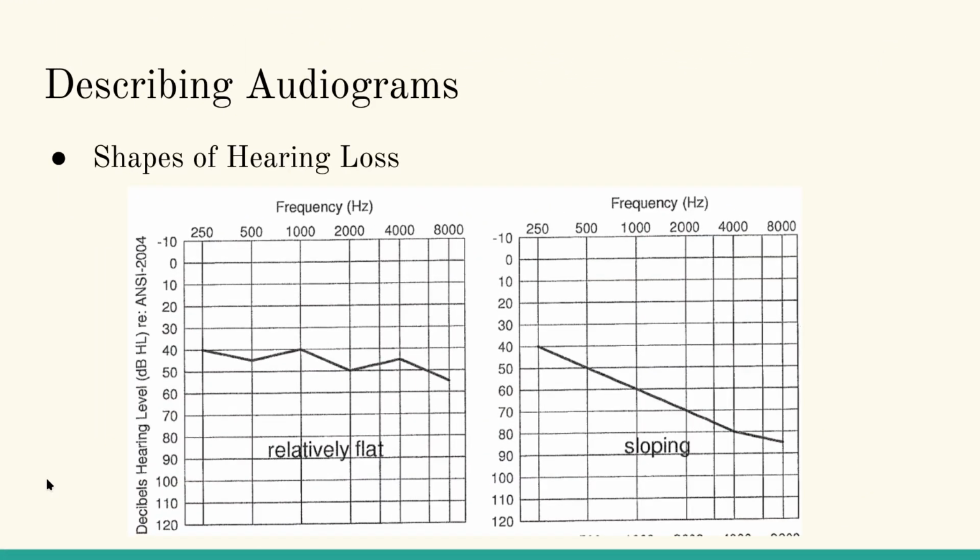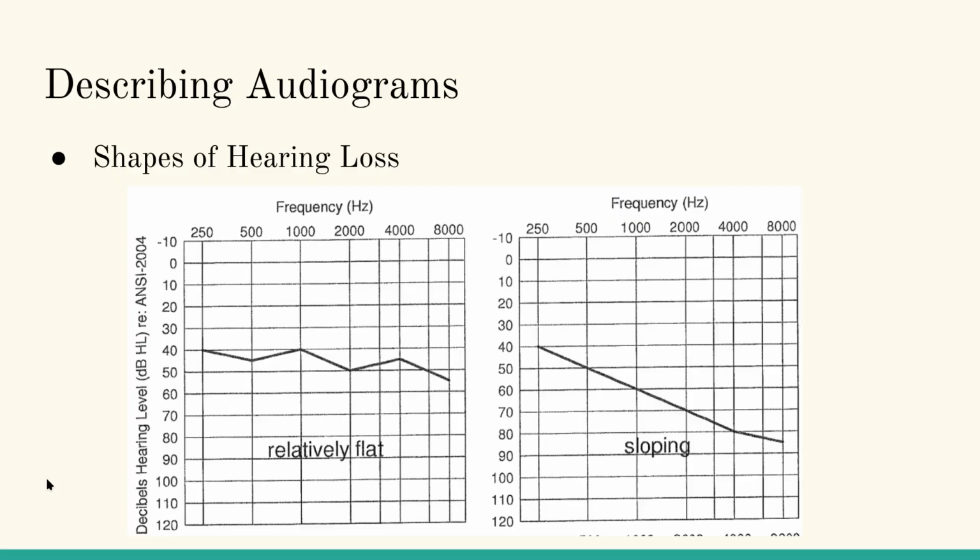Here's some examples of audiograms. We have relatively flat on the left side. We can notice that it's within 20 dB across the audiogram. So it goes downward a little bit from 40 at the lows to 55 in the highs, but it's all within 20 dB. We call that relatively flat.